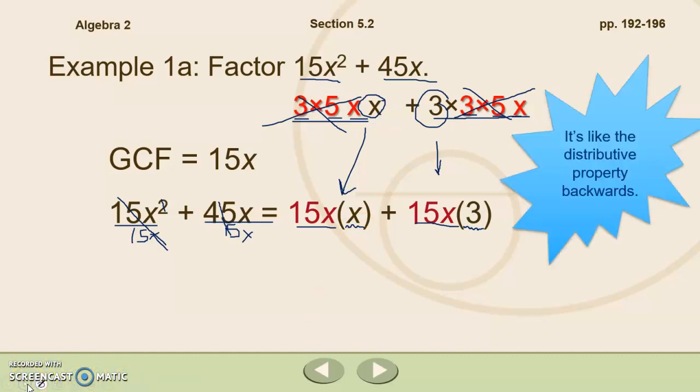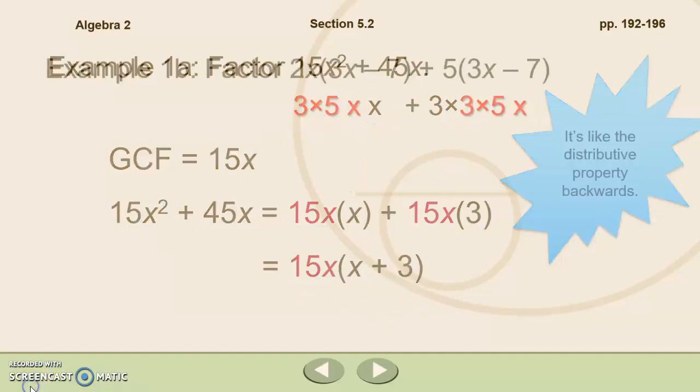So this is just like the distributive property working in reverse. Before, we were multiplying and distributing it into the parentheses. Now we are pulling out the common factor and putting those parentheses back in. Our common factor gets written on the outside of the parentheses, and what we have left over is written on the inside of the parentheses. So 15x was our common factor. That goes here. And our x and our positive 3, that's what's left over. That goes here. To make sure that this is actually factored, we could use the distributive property. We could multiply that back out, and if we did, we would get 15x squared plus 45x. So we know that we have factored that correctly.